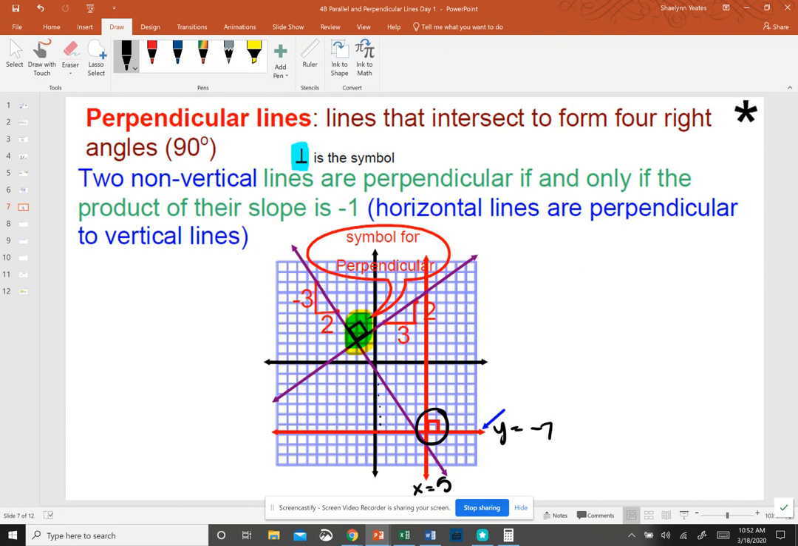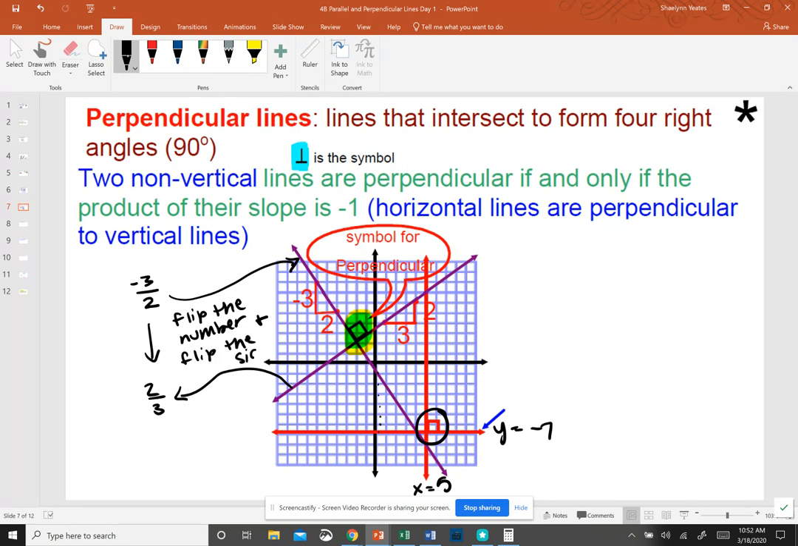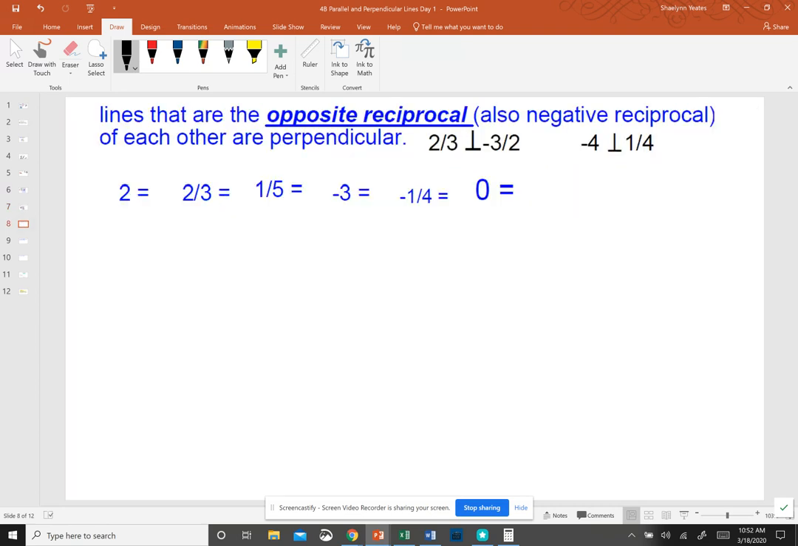Okay, these lines are perpendicular because this line right here has a slope of -3/2, and this line right here has a slope of 2/3. If you notice, from here to here, we flip the number over and we flip the sign. All right, I'll give you a little bit longer to write that. If you need more time, please pause the video.